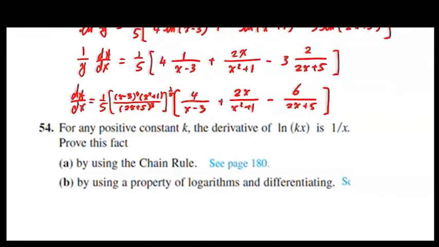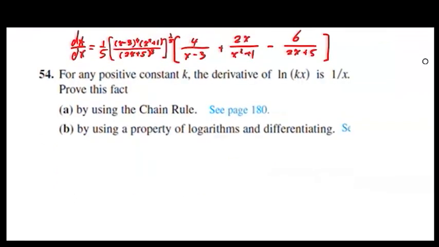Okay, now 54. We have a positive constant. Okay, and then derivative. Why are they telling you what the derivative of? Okay, we just take a derivative of ln of kx, right?